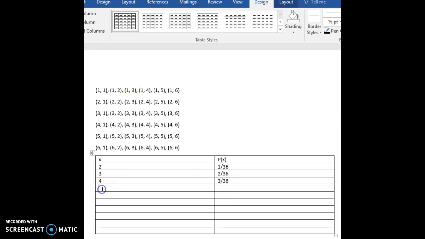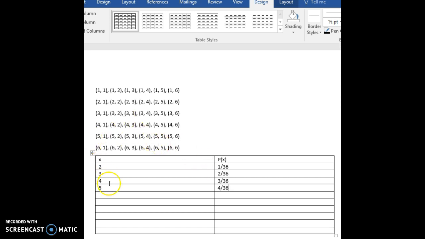All right, and let's see how many add to 5. If we go to the next diagonal, notice 4 and 1, 3 and 2, 2 and 3, and 1 and 4. That's 4 of them out of 36.